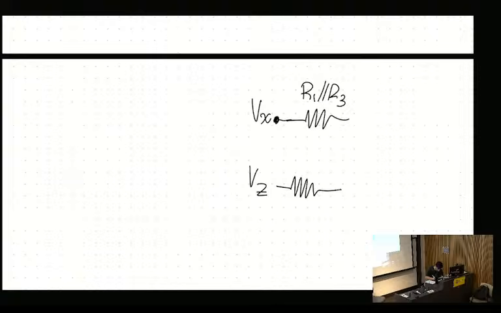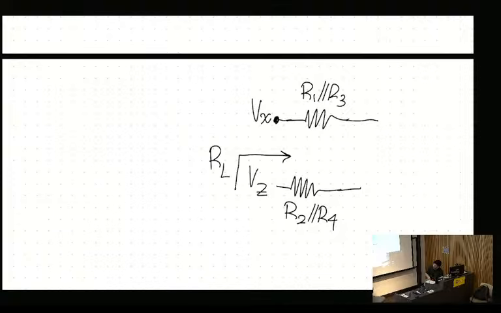Also you have VZ, R2 parallel with R4. And then what we're interested in is RL. Now, why have I drawn them in parallel though? Yep, but even before that. Yes. So effectively, what we're looking at is a constant source here, let me redraw that.